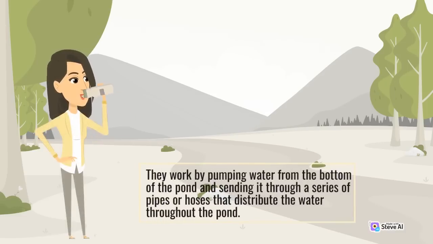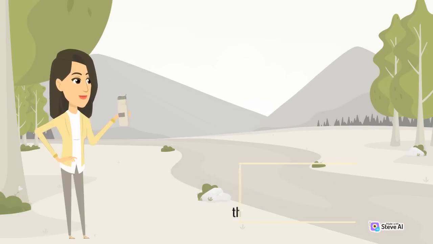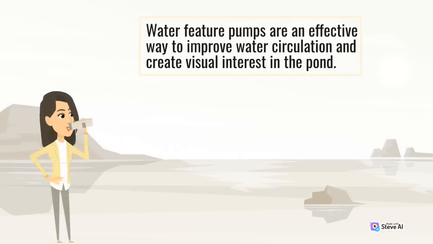They work by pumping water from the bottom of the pond and sending it through a series of pipes or hoses that distribute the water throughout the pond. Water feature pumps are an effective way to improve water circulation and create visual interest in the pond.